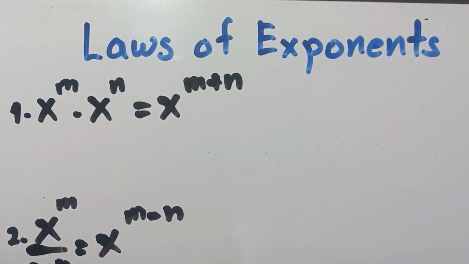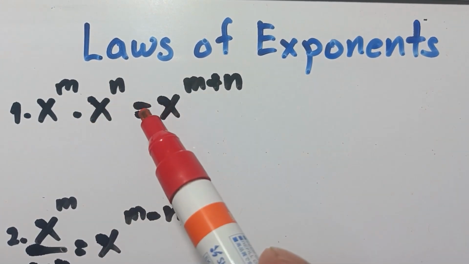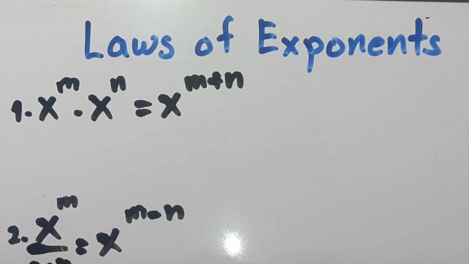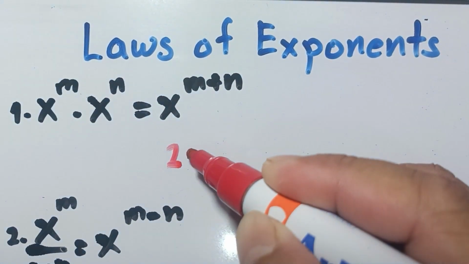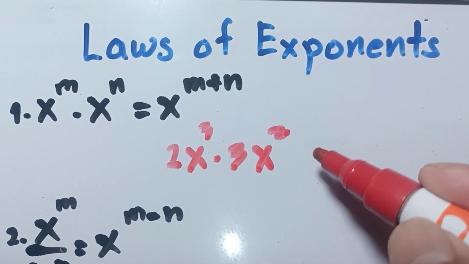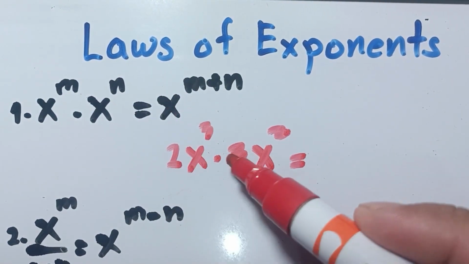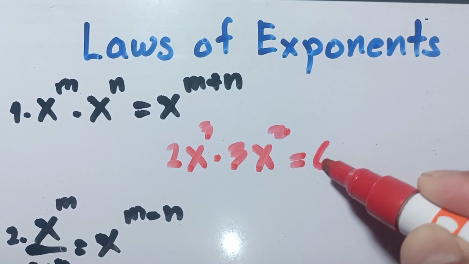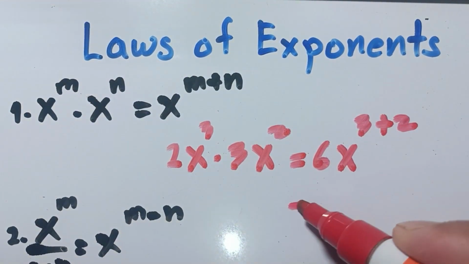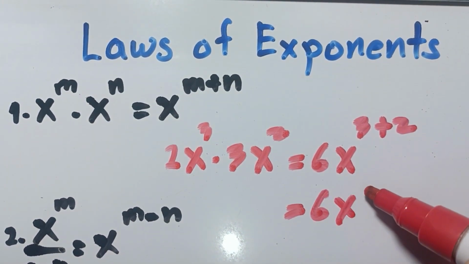Number one law of exponent is x to the power m times x to the power n is equal to x to the power m plus n. An example of this for an algebraic expression is 2x to the power 3 times 3x to the power 2. By the law, copy the x, but you need to multiply the coefficients. So 6x to the power 3 plus 2, and this becomes 6x to the power 5.